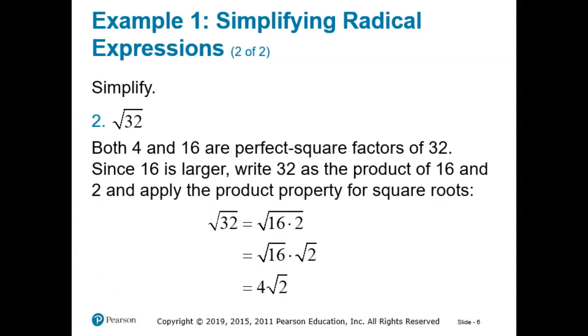So let's take a look now. We can simplify the square root of 32. The first thing we're asking ourselves is, what is the largest square number that we can think of that will multiply by another number to equal 32? You might first have thought 4 times 8, but there's actually a larger perfect square, 16. So if we rewrite 32 as 16 times 2, then we can rewrite that as the square root of 16 times the square root of 2. The square root of 16 is 4, and the square root of 2 cannot be simplified. So we have the answer 4 square root of 2.